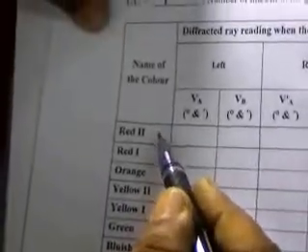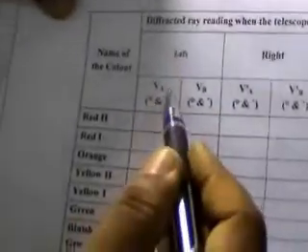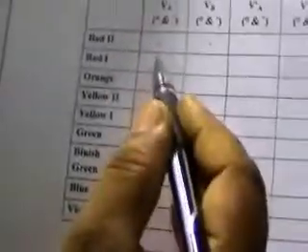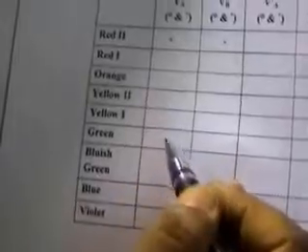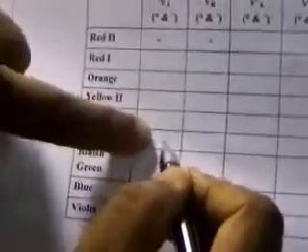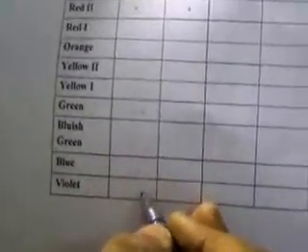So we start with red 2, either from right or from left. So the diffracted ray reading when telescope is in the left for red 2, that is VA and VB, vernier A and vernier B, we will be recording here and here. So first we will be completing all the left readings. Then come to red 1, then orange if it is visible, then LO2, LO1, green. Write the green value here when you are recording, but later on we will transfer this reading into the other table which I am going to show you. Then bluish green, blue and violet. So you have completed the readings on the left.